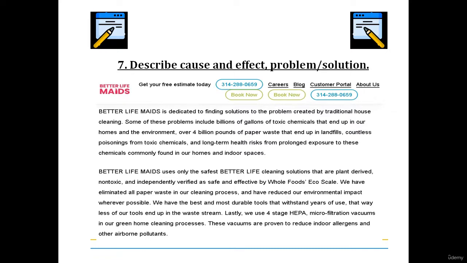Better Life Maids uses only the safest Better Life cleaning solutions that are plant-derived, non-toxic, and independently verified as safe and effective by Whole Foods EcoScale. I particularly like that independently verified part, mentioning the accrediting organization, and more.